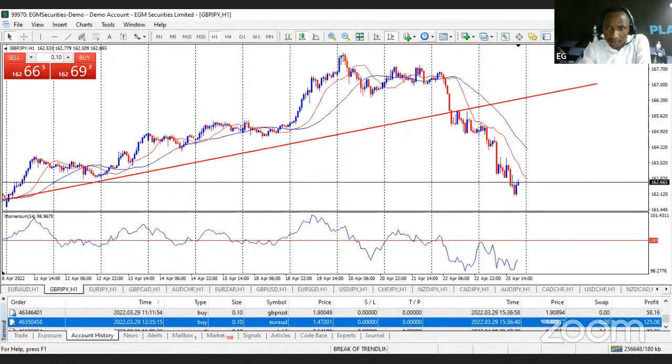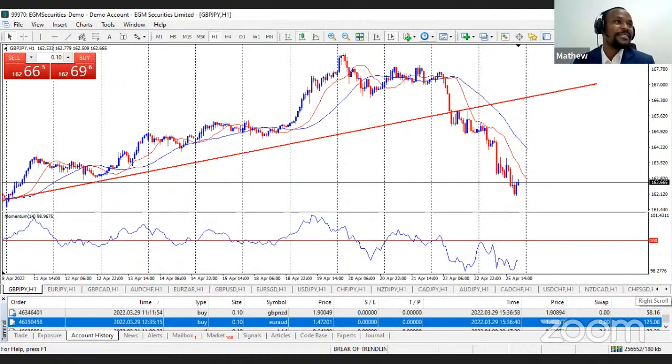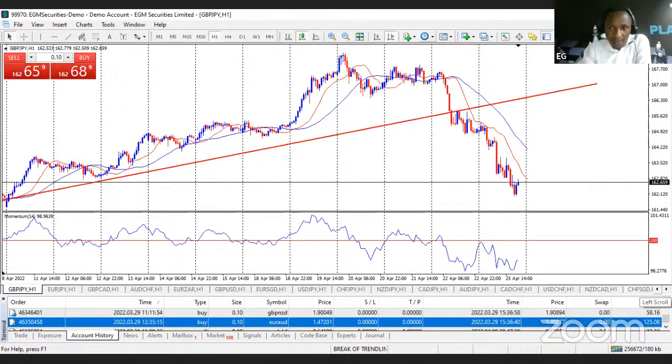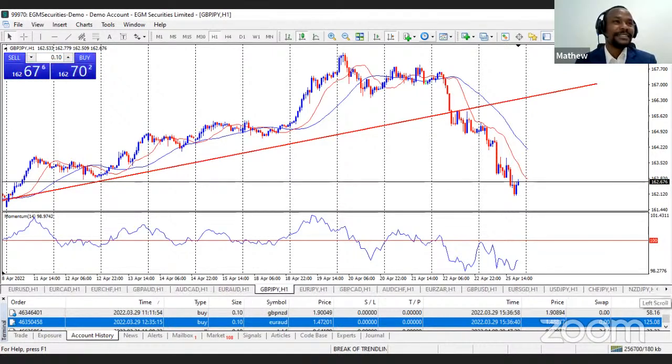Edwin, as you're looking for CAD yen, I see mostly we're looking at these setups on 1 hour. Yeah. Yes, that's the time frame. 1 hour time frame. Yes. Okay. Nice.